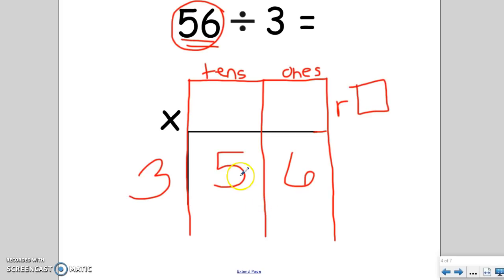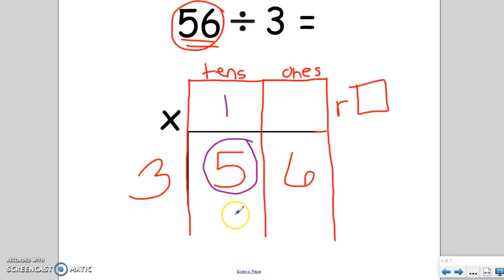Because we have 2 boxes in our answer, we are going to be going through 2 different archery target shooting times. Here is our first target. Our first target is the 5. We are going to think to ourselves, 3 times what gets me closest to 5 without going over? Well, I know 3 times 1 is 3. 3 times 2 is 6. 6 is already too high. So it looks like 3 times 1 is going to be the closest I can get to 5 without going over.